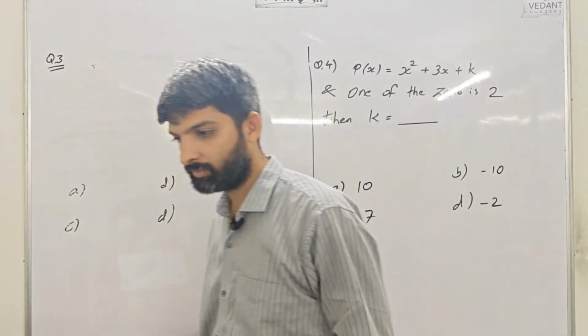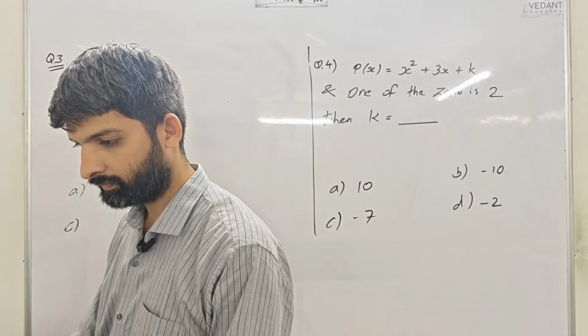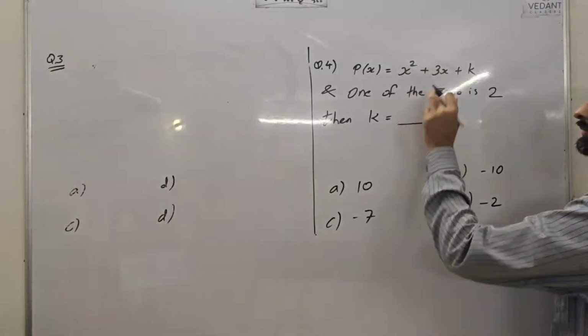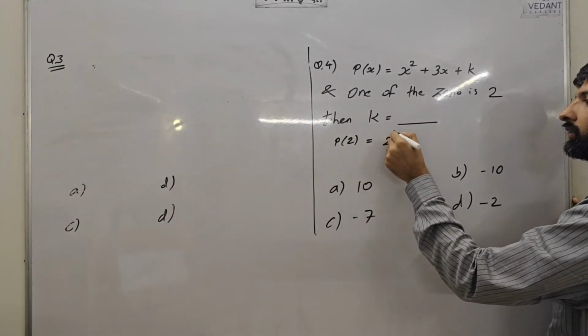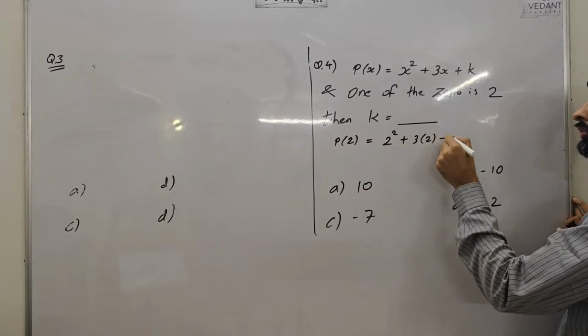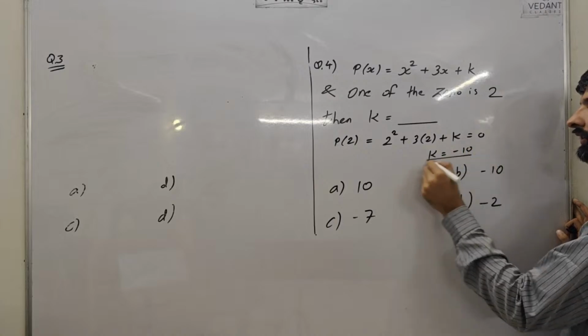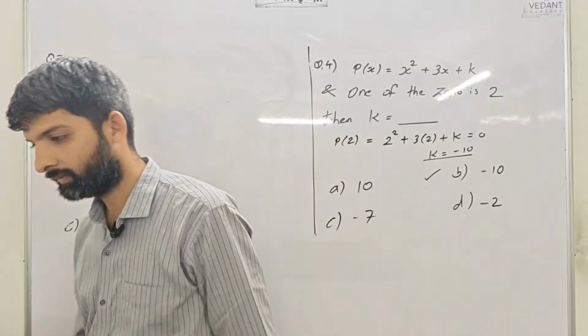x square plus 3x plus k. Okay, perfectly good. P of x is x square plus 3x plus k. So for P of 2, you need to write 2 square plus 3 into 2 plus k, that will be equal to 0. So the value of k you will get is minus 10. So option B will be the correct answer. Perfect.